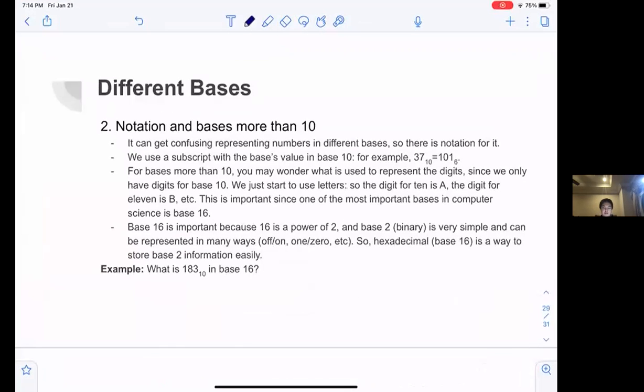We were talking about what happens when you have bases which are powers of each other. For example, 16 is a power of 2. Why does this make conversion between the two bases convenient?